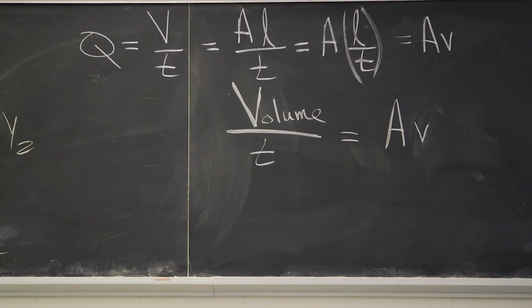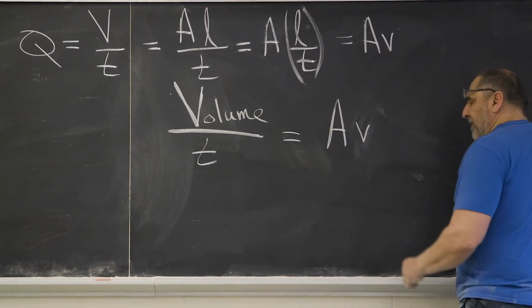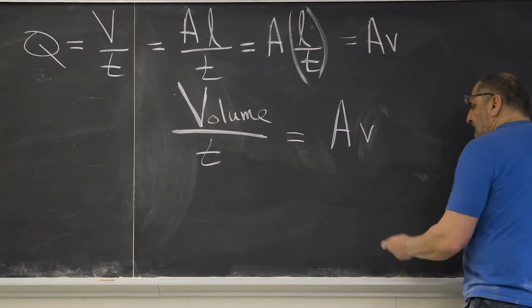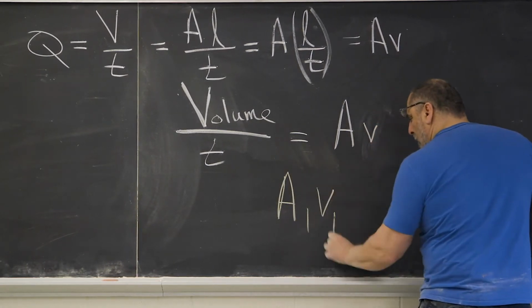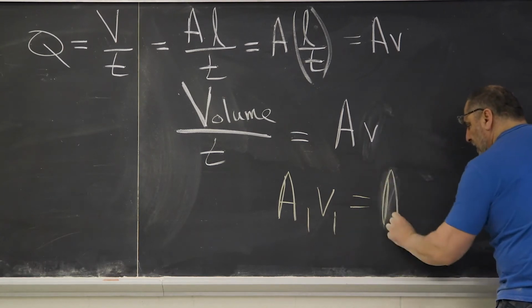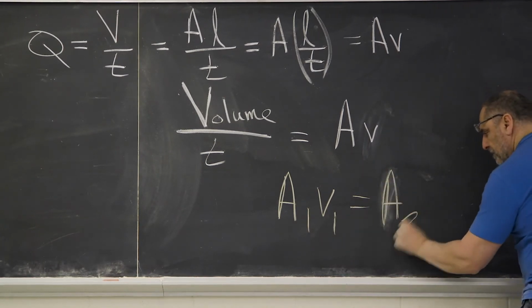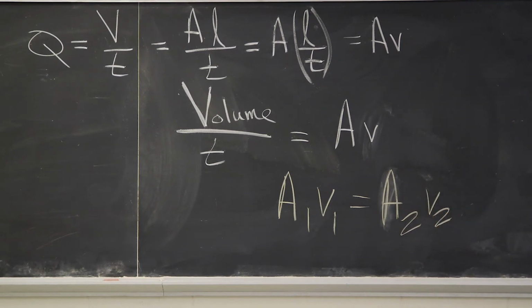So area times the speed will give you the volume flow rate. And if it's a pipe, A1 V1 equals A2 V2. How could they be different? Whatever goes into the pipe comes out of it.